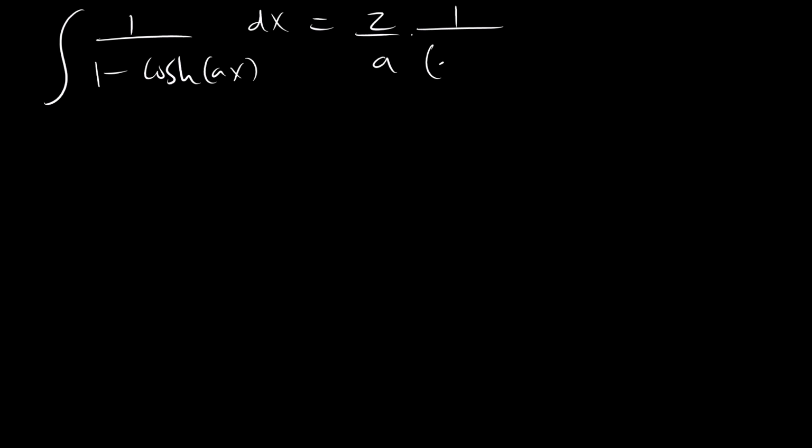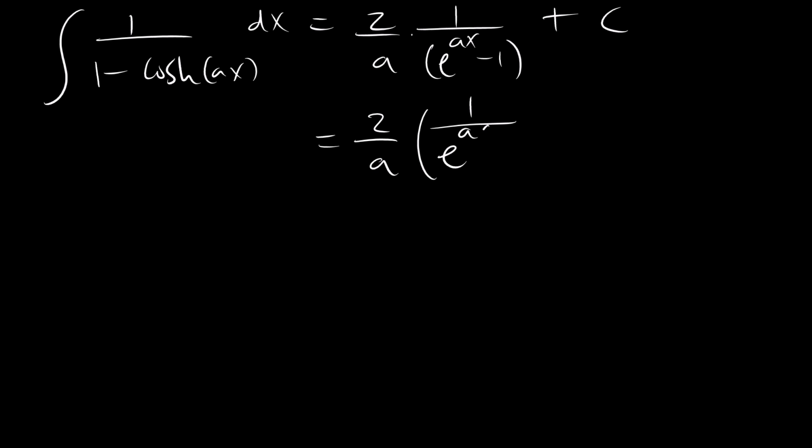So we say that 1 over 1 minus cosh ax is equal to 2 over a times 1 over e to the ax minus 1 plus c. This could also be 2 over a times 1 over e to the ax minus 1 plus 1 over a plus c, just 1. So this is a new constant we are creating.